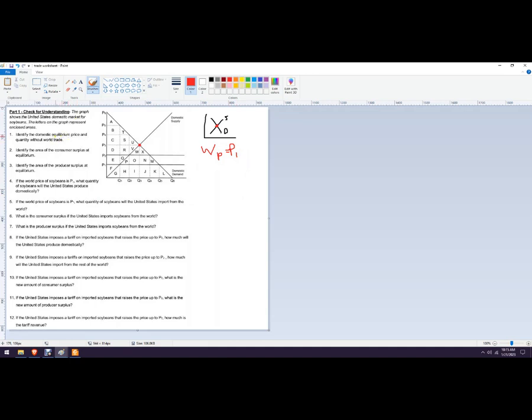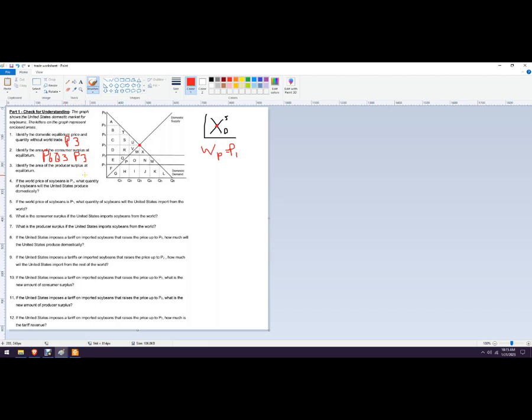The domestic price is just going to be where domestic supply and domestic demand meet. That would be P3. Identify the area of consumer surplus at equilibrium. Consumer surplus is the area below the demand curve above the price. So it would start at P6, go down to Q3, and then over to P3.